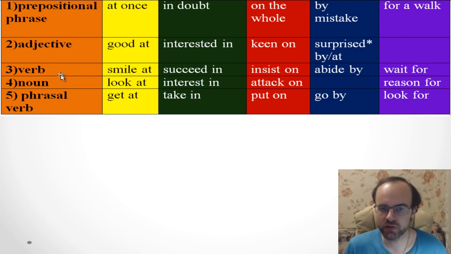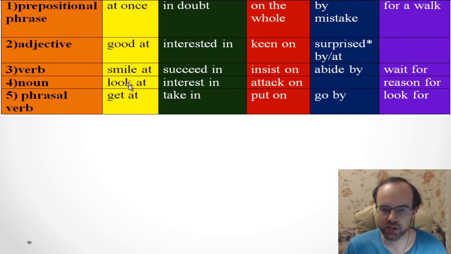Then prepositions with verbs, like smile at, so she smiled at me. Succeed in, so I succeeded in learning English in a couple of years. Insist on, I insisted on it. So I told someone to do it and it happened. Abide by. For example, we need to abide by the rules. We need to follow the rules. Like wait for me.